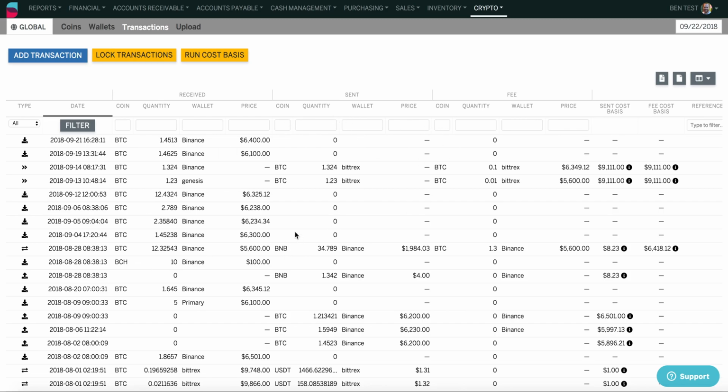This is the transaction screen within the crypto module, and everything to the left of here is the core accounting functionality.